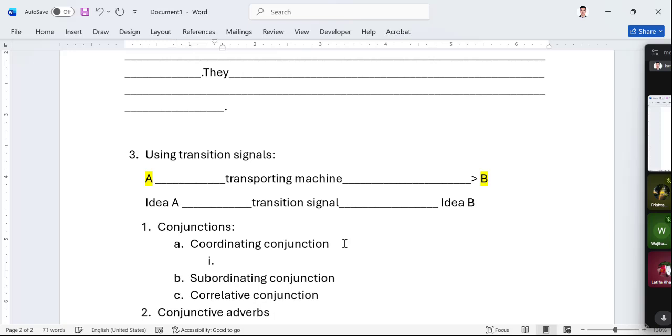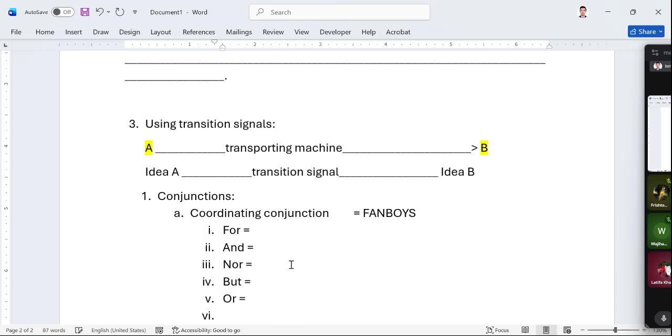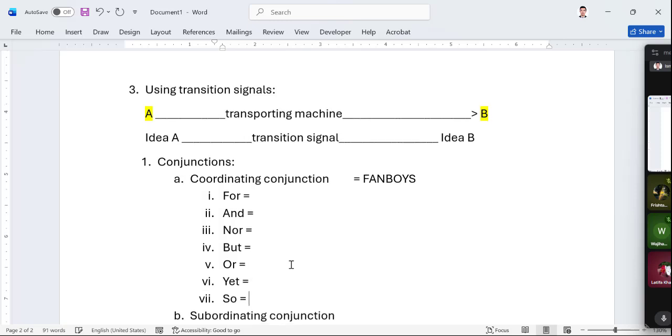So here, coordinating conjunctions are FANBOYS. It is a shortcut which you can easily memorize. F stands for for. A stands for and. N stands for nor. B stands for but. O stands for or. Y stands for yet. S stands for so. These are coordinating conjunctions that may connect idea A or sentence A to sentence B. So they work as connectors.